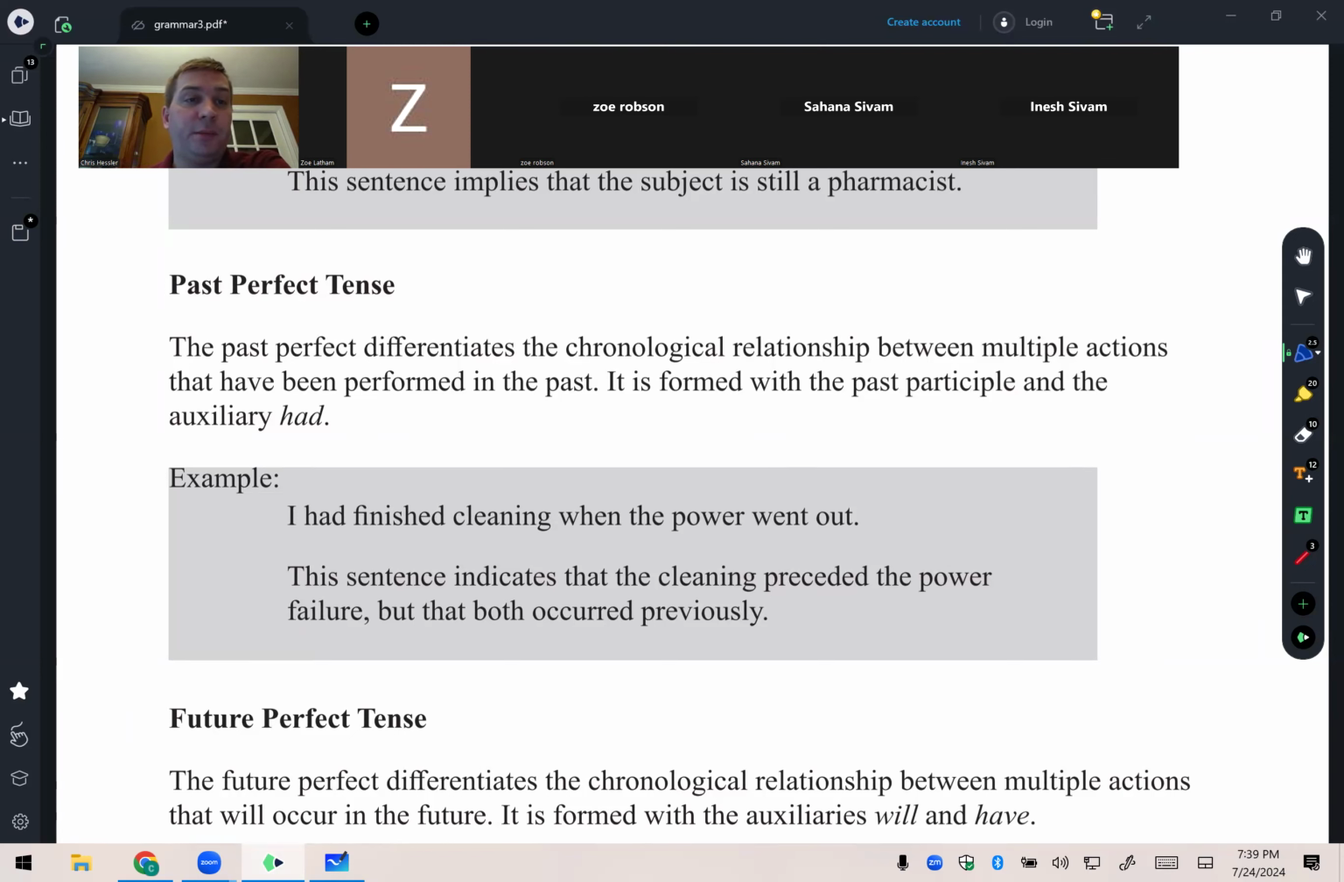All right, so here's our example of the past perfect. I had finished cleaning when the power went out. I can actually tell which thing happened first. Did the finishing of the cleaning happen first, or did the power go out first? Technically, the cleaning was finished when the power went out. So that's the point of the past perfect. If we have multiple events that occurred in the past, I can indicate which happened first.